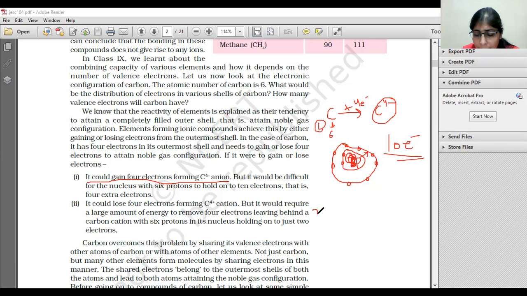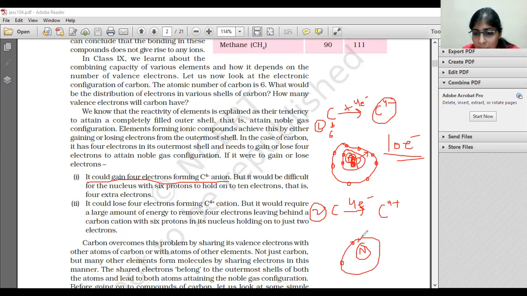And what about the second case? Is it clear? Okay. If carbon loses 4 electrons, giving 4 electrons to the other element, it becomes C4 plus. That means the outermost shell does not have any electron left now. The outermost shell is empty.